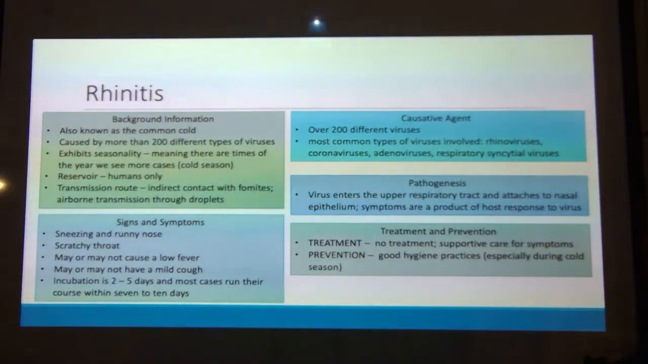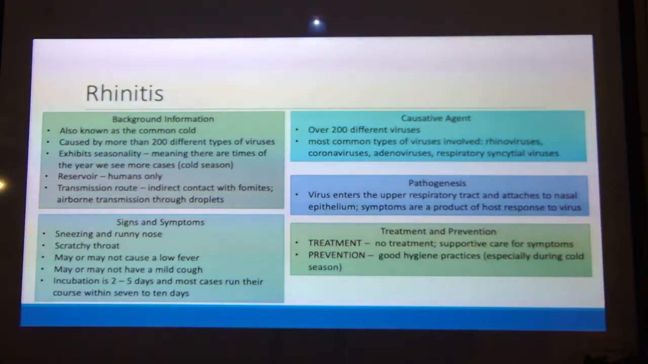Rhinitis. Rhinitis is actually also known as the common cold. It is caused by more than 200 different types of viruses. So when somebody says, I have a cold, you can say which one. There are 200 types. It does exhibit seasonality, meaning there are times of the year that we see more cases.